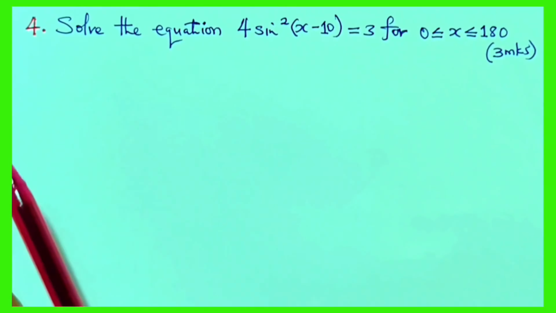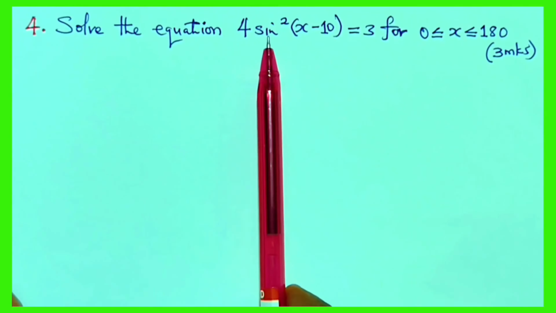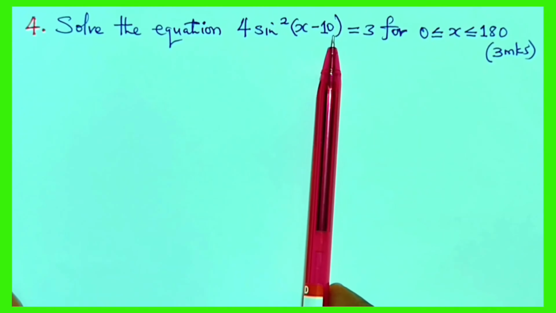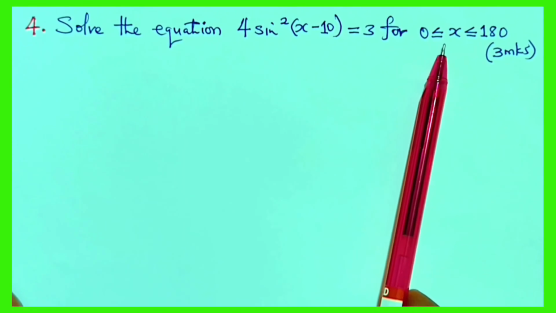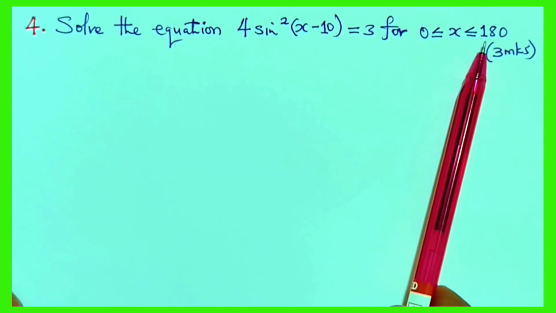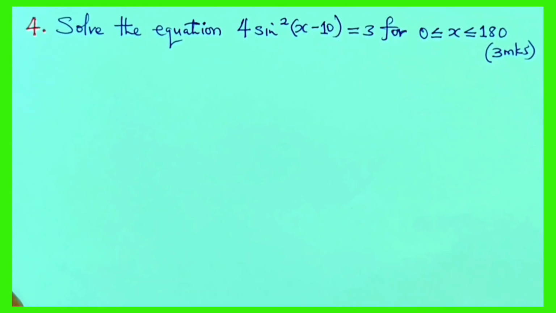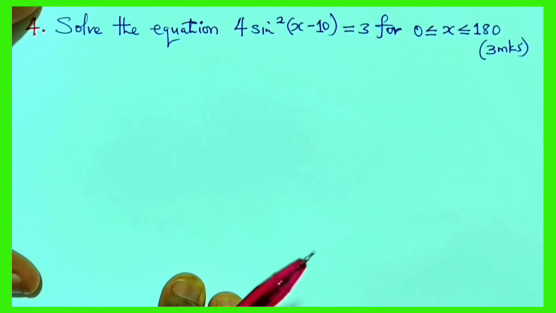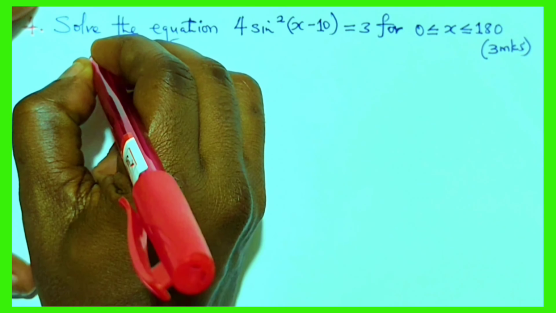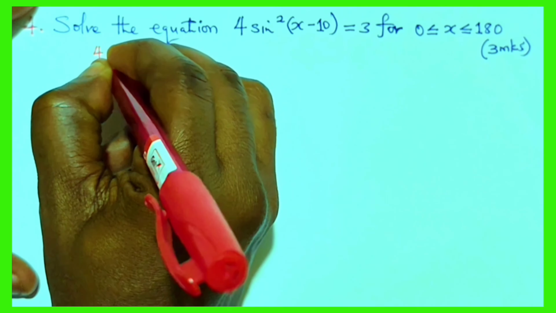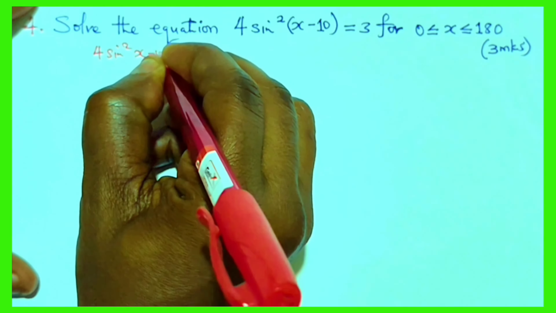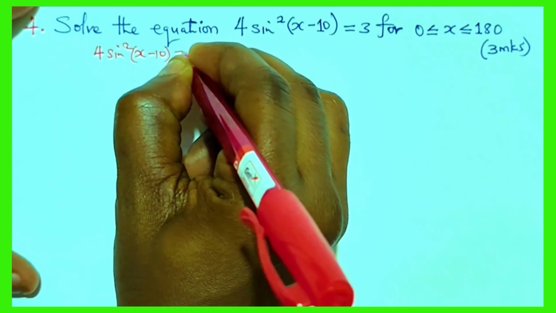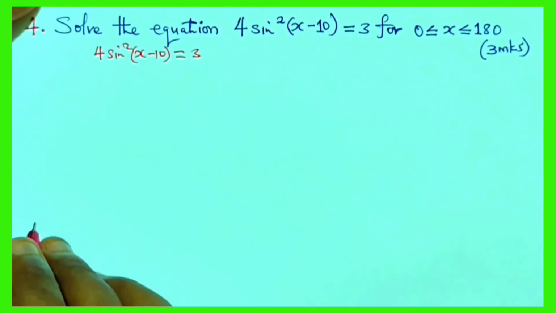Question 4. Solve the equation 4 sine squared (x minus 10) is equal to 3 for 0 is less than or equal to x less than or equal to 180 degrees. 3 marks. Solution. So the equation is 4 sine squared (x minus 10) equal to 3.